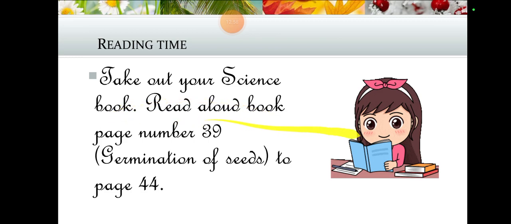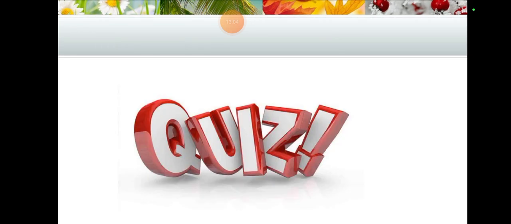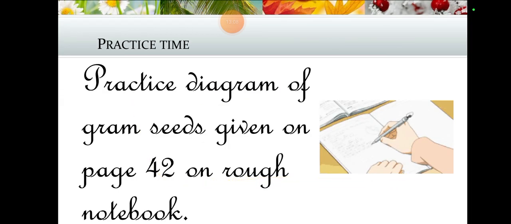Reading time. Take out your science notebook and read aloud book page number 39, germination of seeds. This you can do by yourself. A quick quiz that I would like to give you: tell me what is seed germination, what is endosperm, and differentiate between gram seed and maize seed. I hope you will do these questions by yourself and give answers to yourself.